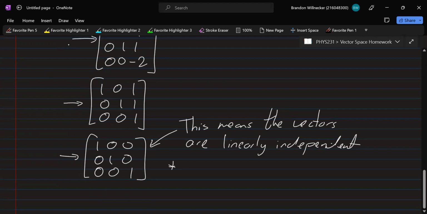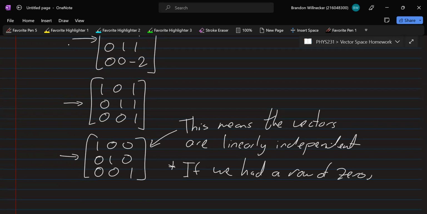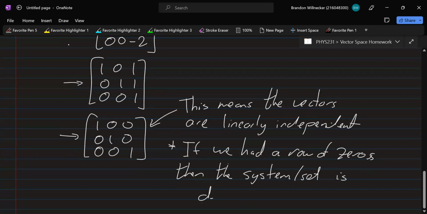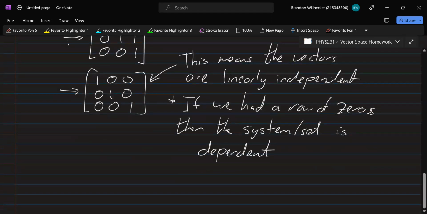Okay, so just a note, if we had a row of zeros, then the system would be dependent, because that row that contained the zeros could be written as a linear combination of the other rows. So if we had a row of zeros, then the system or set is dependent. And then just one last note.